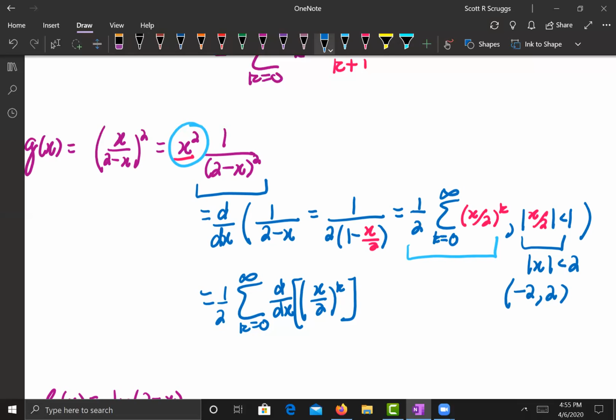And so that's what it means: for a derivative, I get to keep my original radius of convergence, but I have to be more careful about the interval of convergence. So I have to recheck that. I keep the radius, but I might actually change my interval of convergence based on my new power series.